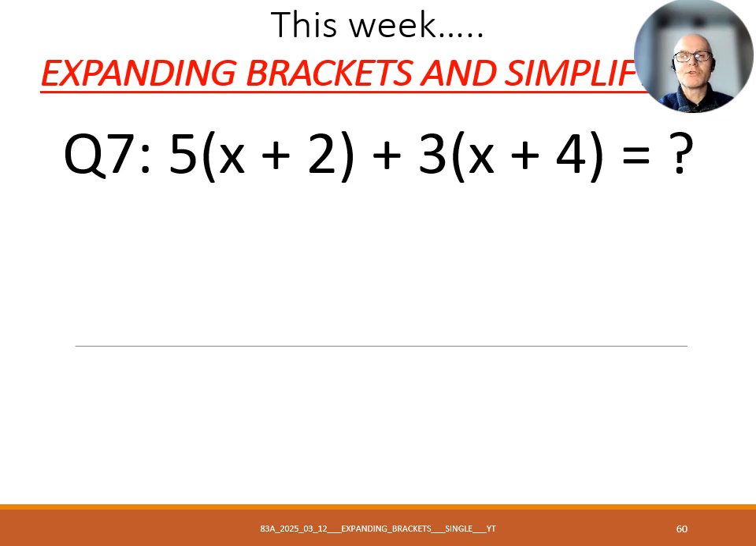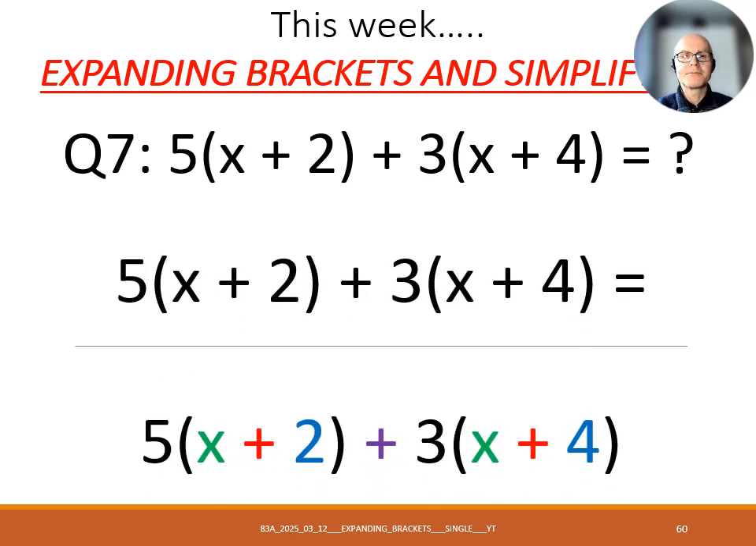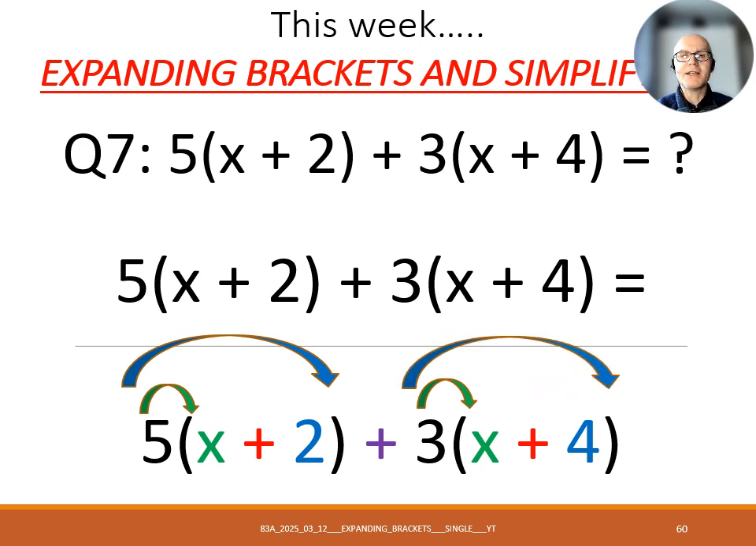Question 7. So this is the first of our quiz questions which is going to have two lots of single brackets, and we're going to add them together. We have to simplify both halves and collect like terms. Five times the x, 5 times the 2, 3 times the x, and 3 times the 4.